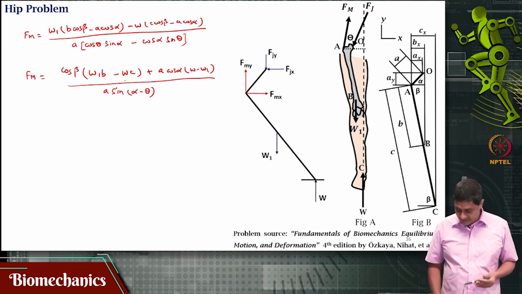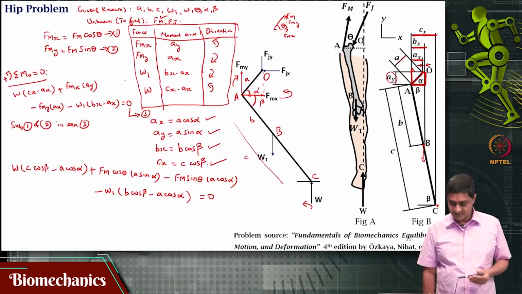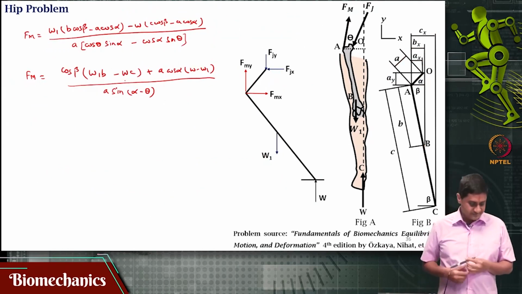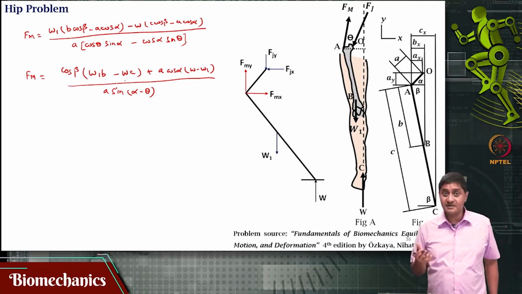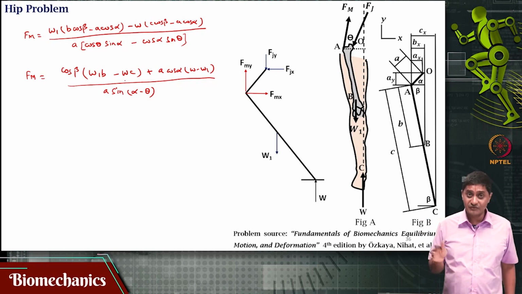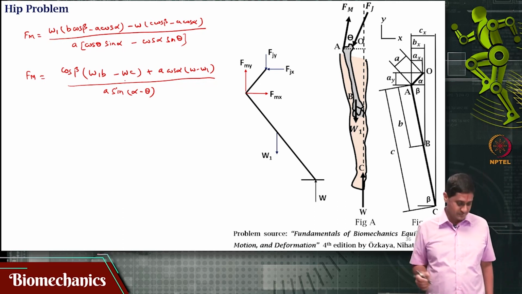For example, like the table that I developed. We developed this table like this. Now, let us proceed. We are not done yet, because we only found Fm. We have to find Fj. There is more to go.